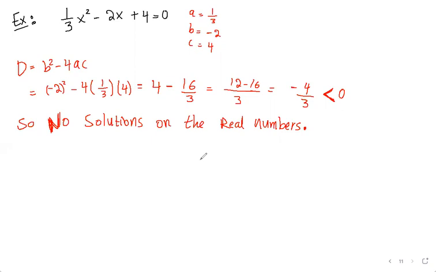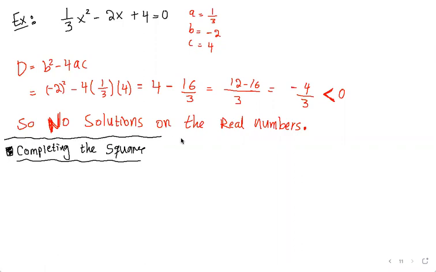So now I can determine if this quadratic equation has a solution or doesn't have a solution by finding the discriminant. Okay. Now let's go to something called completing the square. Before we go over completing the square, let me give you a small property.